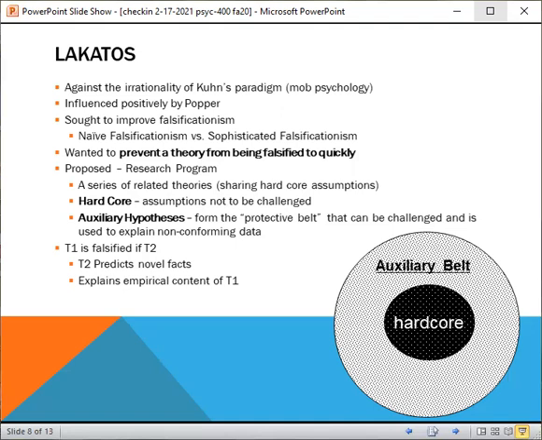But we can have a bunch of other data and theories around it, in the auxiliary belt, the auxiliary hypotheses that form what is referred to at times as a protective belt, that can be challenged and is used to explain non-conforming data. So the idea is this: if someone does a study and it goes against this particular research program or series of theories, then the auxiliary belt will try to deal with it. But you're not touching my hardcore, is what it comes down to.